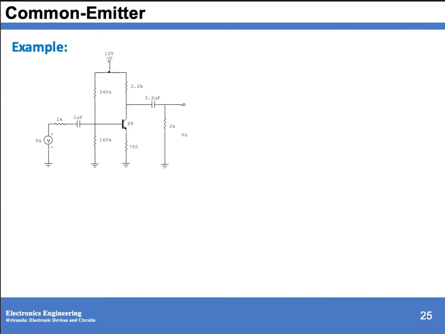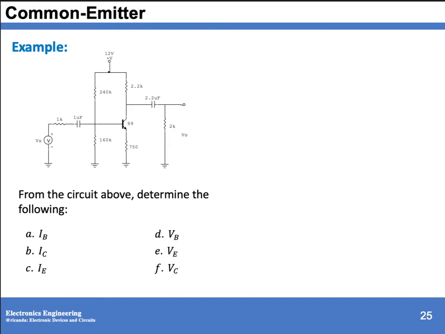So we have this example. We have to determine the following: IB, IC, IE, voltage at the base, voltage at the emitter, and voltage at the collector. During DC analysis, all of the capacitors are open. So we have now this circuit.